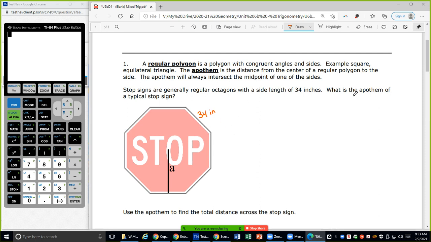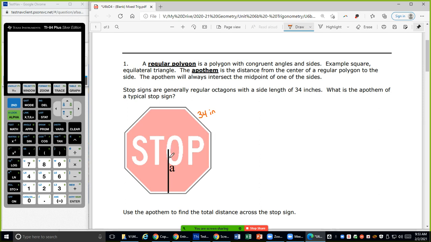It says, what is the apothem of a typical stop sign? So we're going to have to figure out if we can figure out how to apply trig SOHCAHTOA to this figure, which means we need a right angle, because we need a right triangle. So I know that these corners, they look like they're going to be too wide to be right angles, so making a triangle out of a whole corner here isn't necessarily going to help.